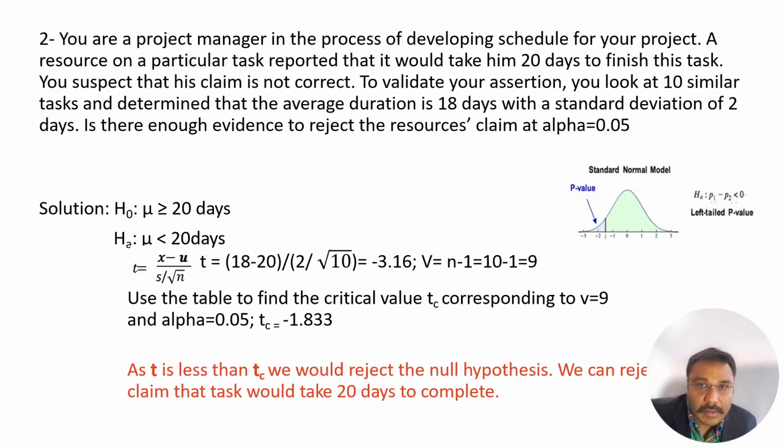Let's do a t-test one. In this scenario, a resource claims a task takes 20 days, but when we look at similar tasks, the average is 18 days with a standard deviation of 2 days. We run a t-test and calculate t as minus 3.16 with 9 degrees of freedom. The critical value at 0.05 is minus 1.83. Since minus 3.16 is lower, we reject the null hypothesis. This means the 20-day claim is likely inaccurate.